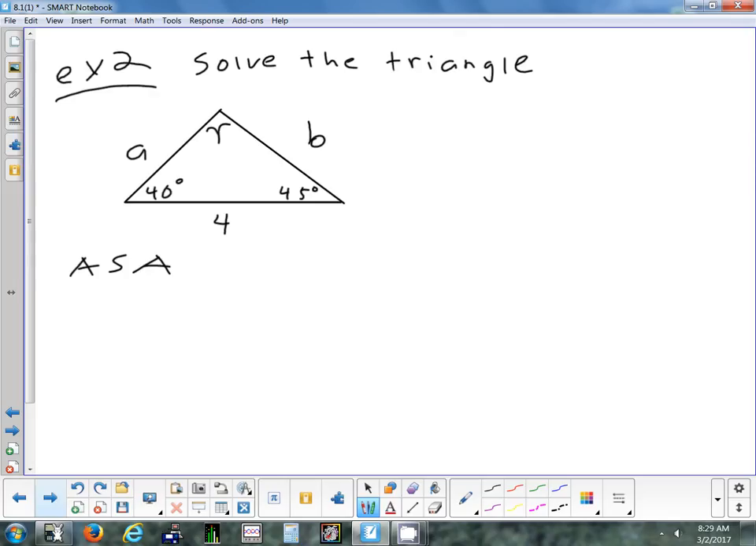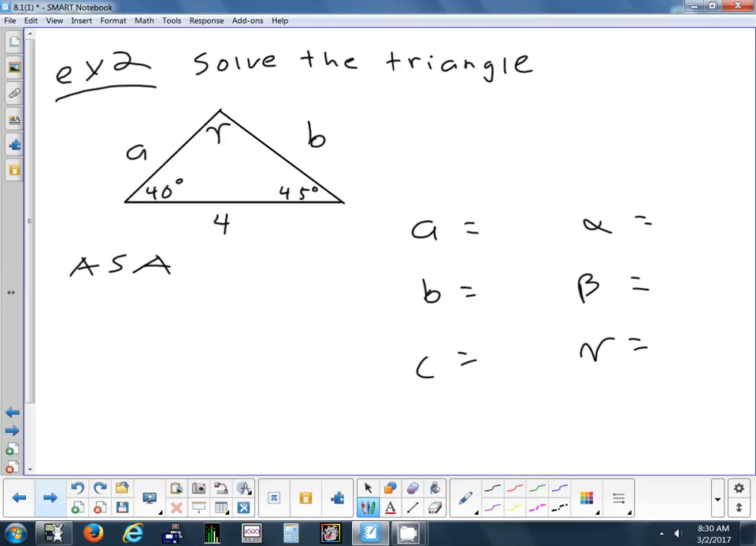Okay, so let's set up our table and see what happens. All right, so we don't know A. Do I know B? Nope. Do I know C? Yeah, what's C? How about alpha? Alpha has to be across from A. Do I know beta? 40. And I don't know gamma.